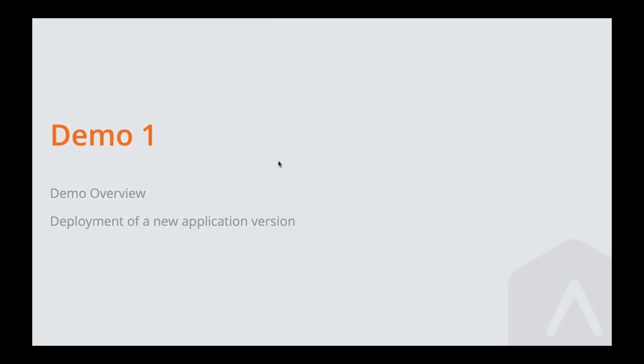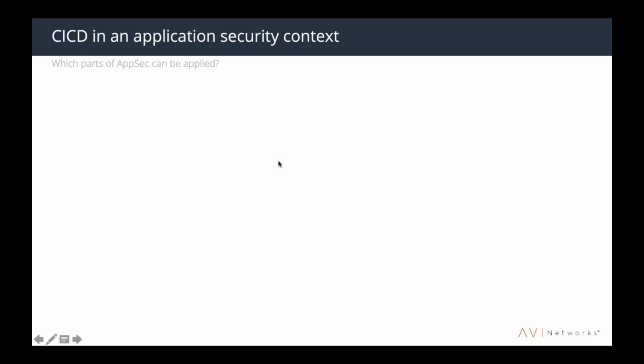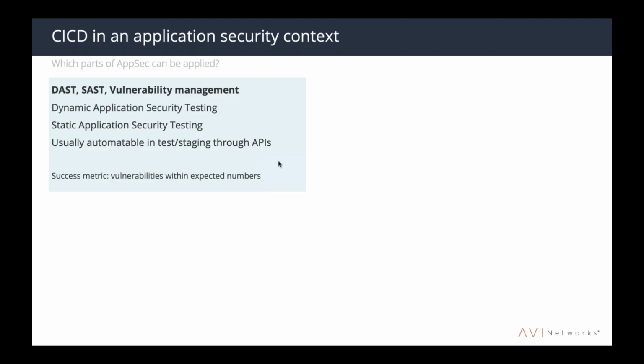And I want to start with looking at a more general context. So CI/CD in an application security context. Application security is actually much more than application firewall, of course. And so let's have a broader look at what we could include here.